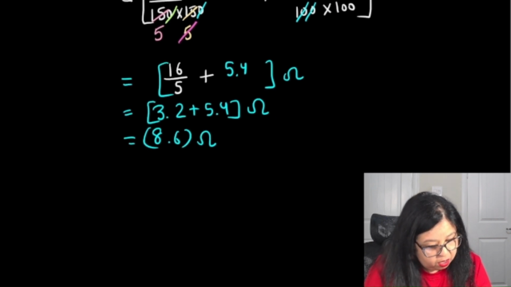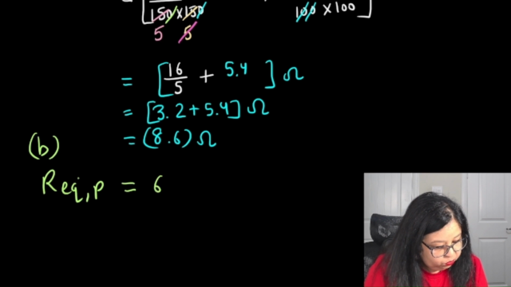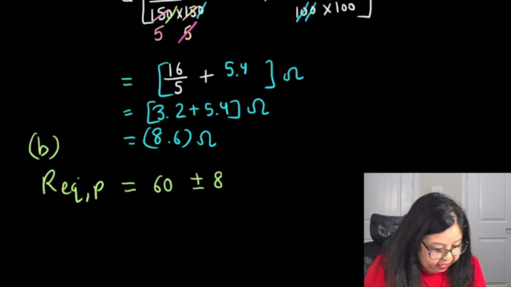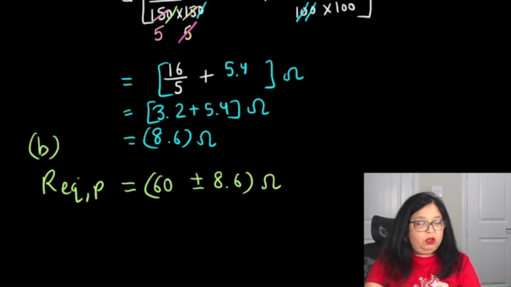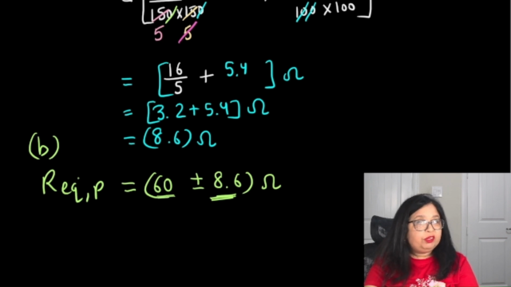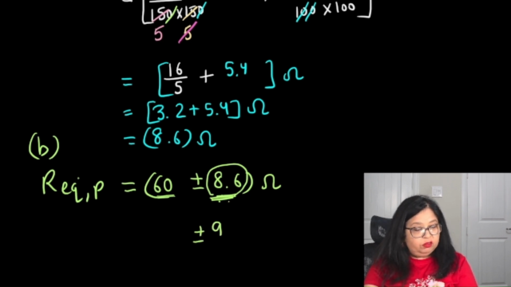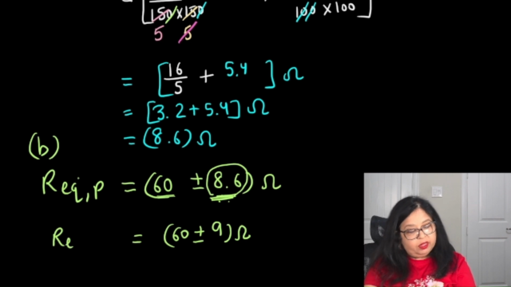So our R equivalent parallel, the answer for part B, is going to be 60 plus minus 8.6 ohms. Now, are we done? Yes and no. The rules for uncertainty say that the uncertainty must be up to the same number of decimal places as this number, which is a whole number, 60. So that means this 8.6 must round off to a whole number. What is the nearest whole number? 9. So our answer is 60 plus minus 9 ohms. That's your R equivalent P.